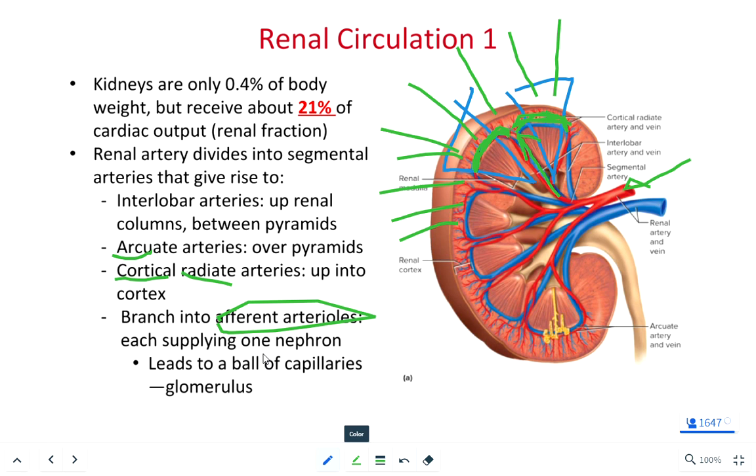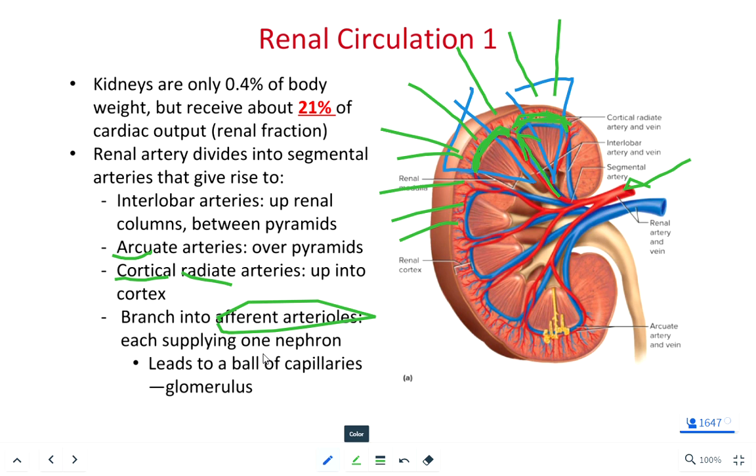Just in the last unit, we had afferent lymphatic vessels and efferent lymphatic vessels. The afferent means carrying a fluid towards. Efferent means carrying the fluid or carrying away from. These afferent arterioles go to the nephron. And the nephron is a very exciting part of the kidney. We're going to spend a ton of time talking about the nephron.